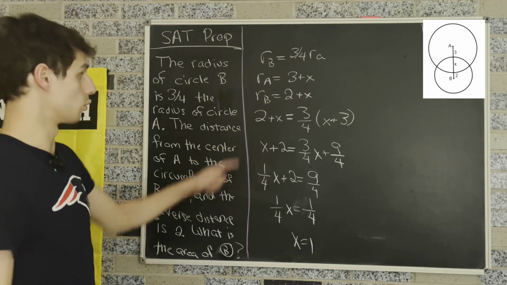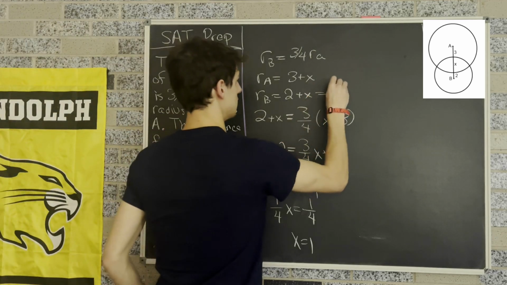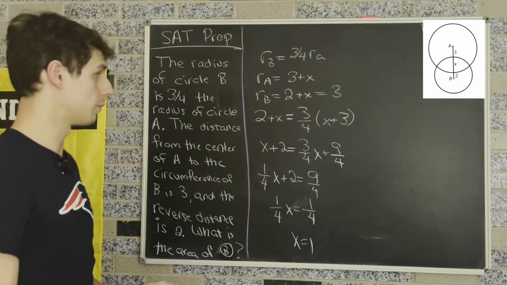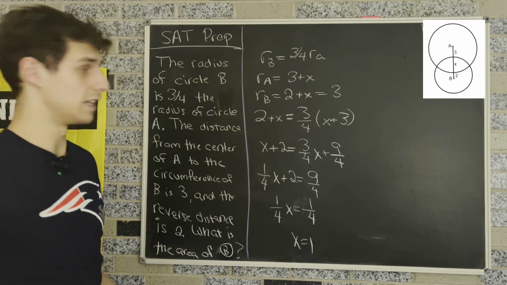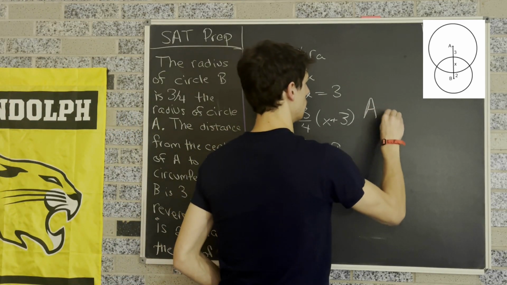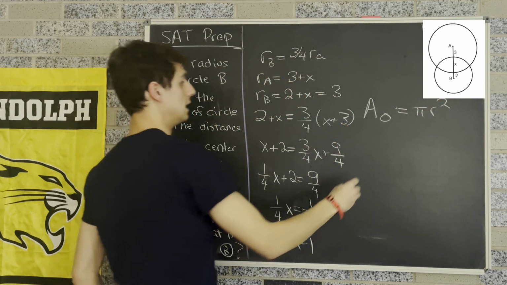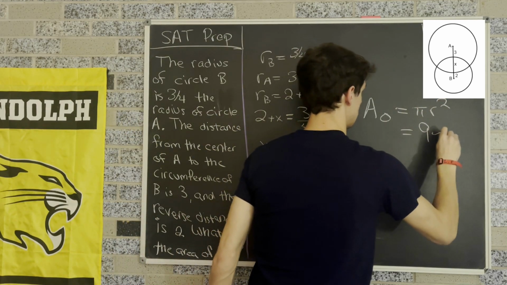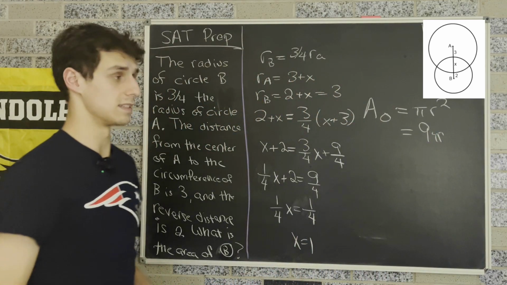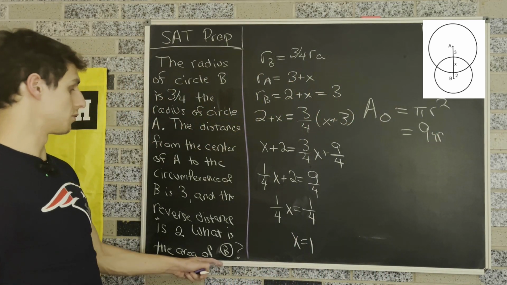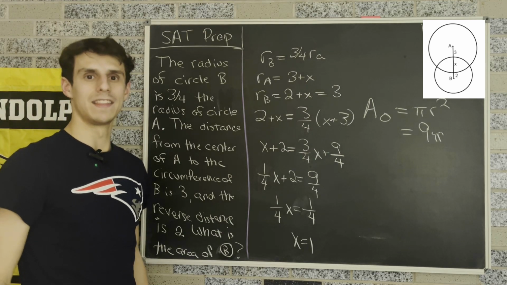But we know that if x is equal to 1, the radius of circle B is equal to 3. And from there we can find the area pretty easily, because we know that the area of a circle is equal to pi r squared. And we know that r is 3, so that means that this is just going to be 9 pi, because 3 squared is 9. So our area here of circle B is 9 pi. And I think that's enough for now.